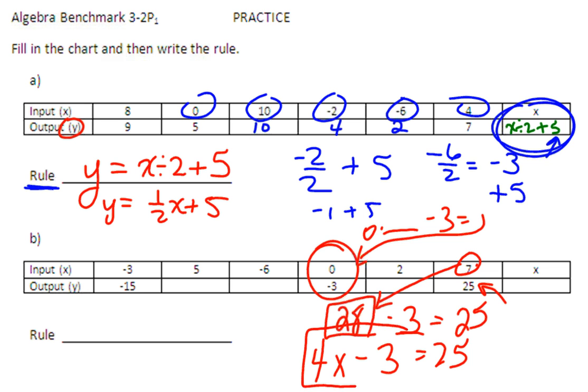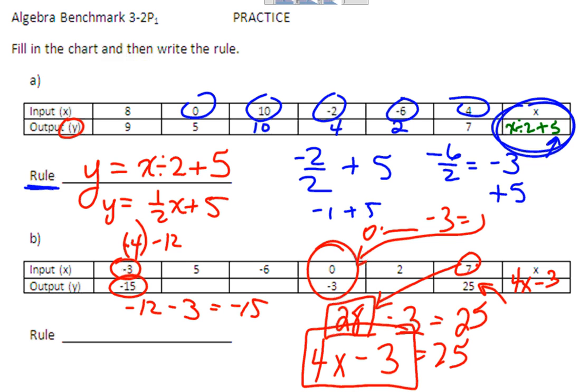So I'm going to check this rule and see if it works for the other ones. Times 4 minus 3. If I take my negative 3 and I go times 4, negative 3 times 4 is negative 12. So if I go negative 12 and then it's minus 3, that gives me negative 15. Does that give me this answer right here? Yes, it does. So that is our rule. So I'll write that over here, 4x minus 3.